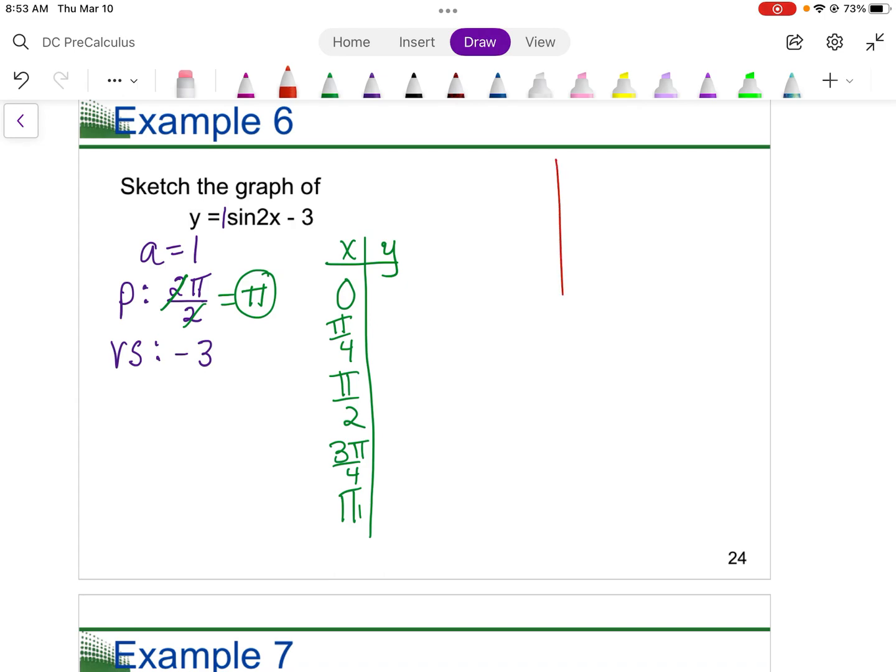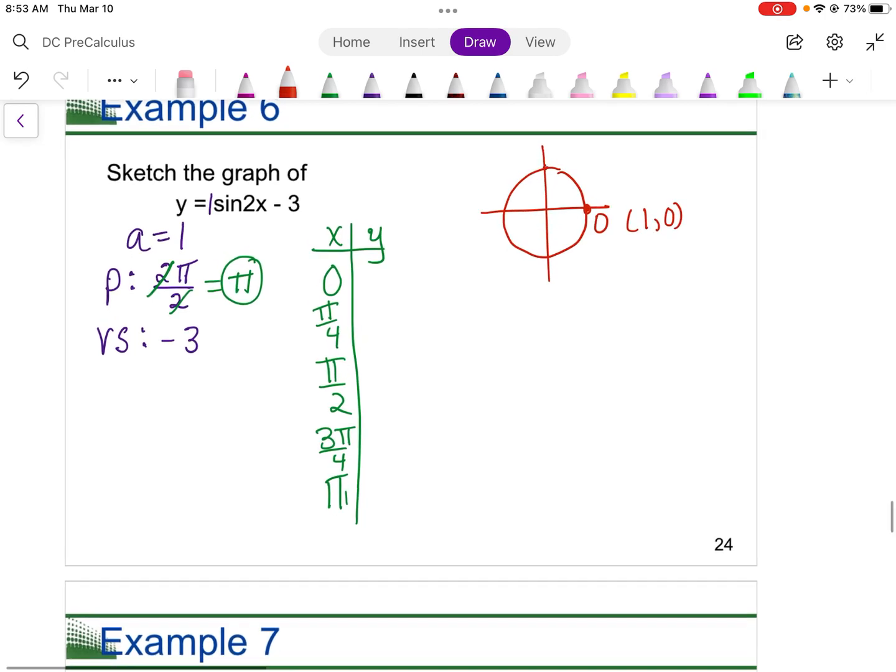And I'm going to go back. I always go back and revisit this unit circle. So I'm here at 0. Let's get that ordered pair right. I'm up here at 0, 1 at pi over 2. I'm over here at -1, 0 at pi. And I'm down here at 0, -1, which is 3 pi over 2.